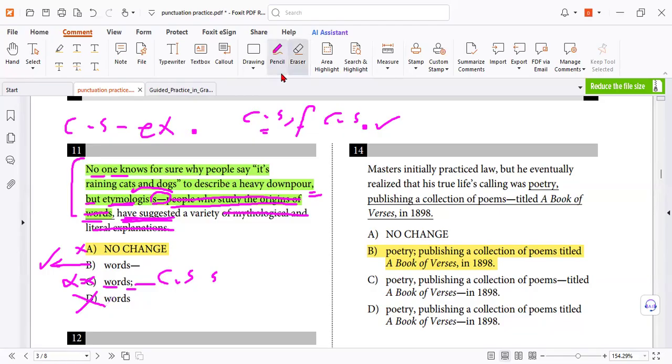Check by meaning. How? Delete it and read. You will find it correct. And what else can help you? The information modifies it. Etymologists who? People who study the origins of words. Why did the writer use it? To help the reader know what it means if he doesn't know. This is called the relationship between the writer and the reader. So we need two dashes. So we'll follow the rules.